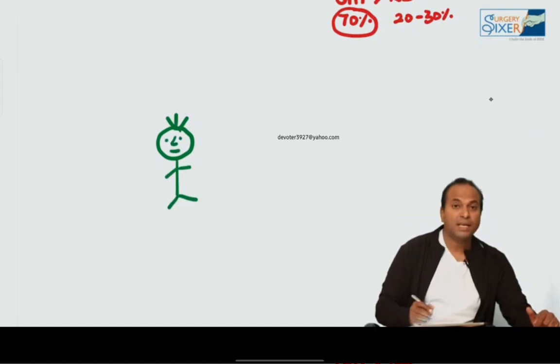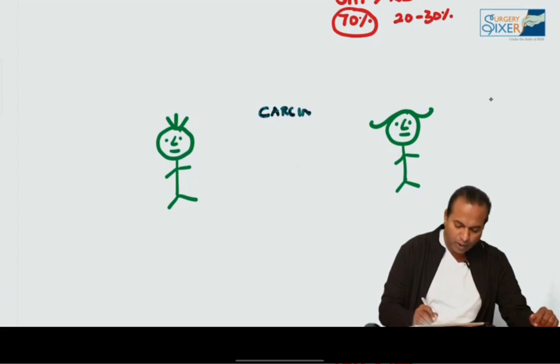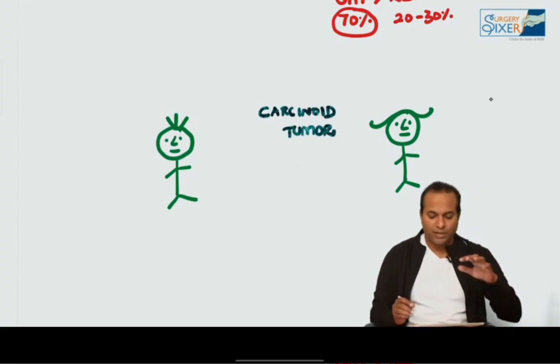Now let me tell you about two fellows. This is Mr. Ramu and this is our friend Mr. Somu. These two guys are going to develop carcinoid tumor of the ileum. Let us assume they are both developing a carcinoid tumor in the ileum.